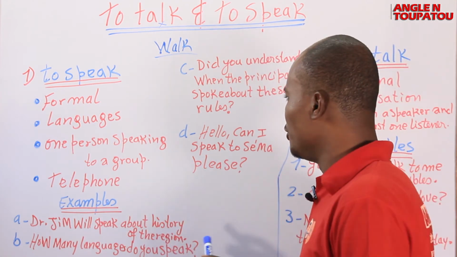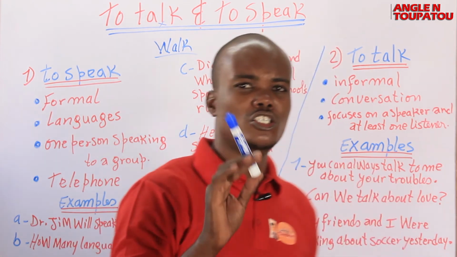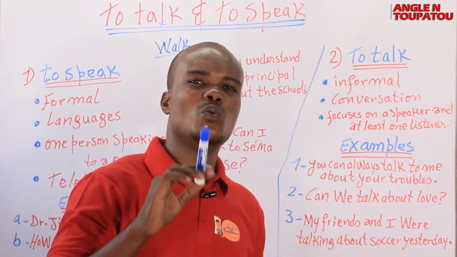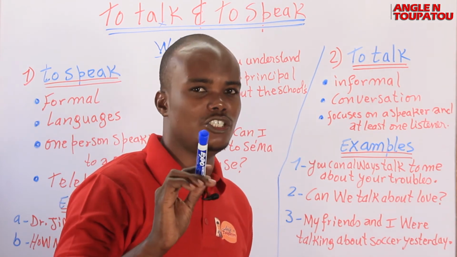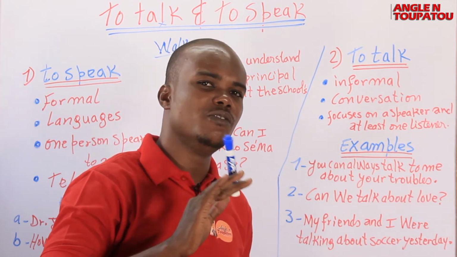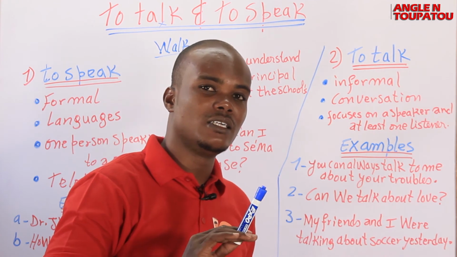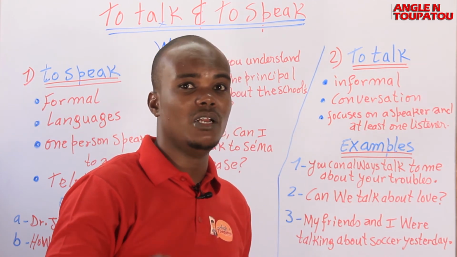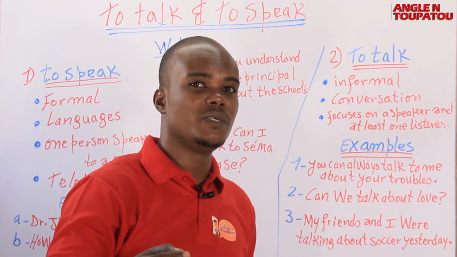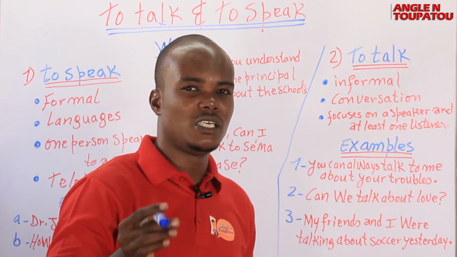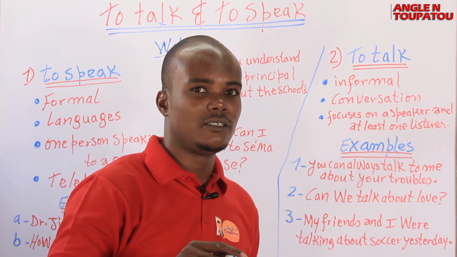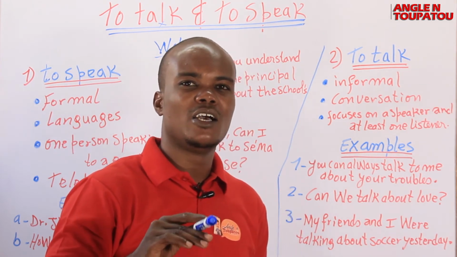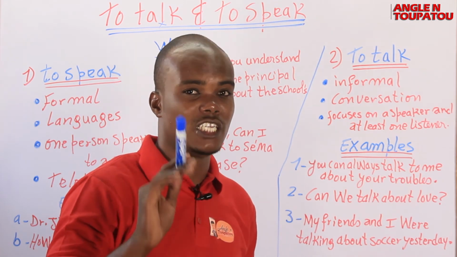All right? Good. So, do not use the verb to talk when referring to languages. You're supposed to use the verb to speak. I speak English. I speak Chinese. I speak German. Okay? And then do not use the verb to speak when focusing on conversation.